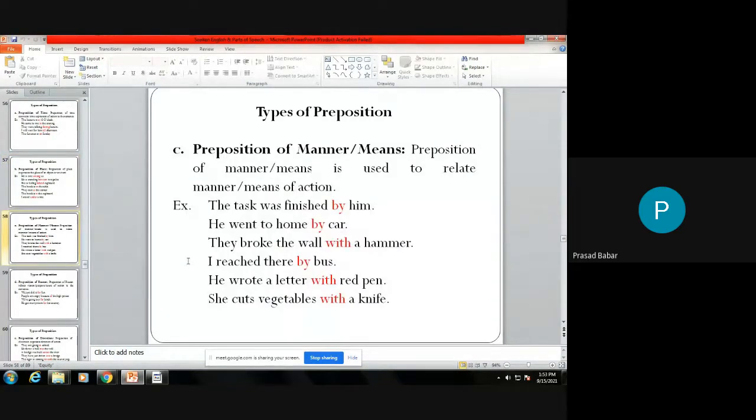Then the preposition of manner, or means, is used to relate the manner or means of action. Why that action has happened, what is the means of action, in what manner that action takes place, it is discussed by these types of prepositions. And the prepositions of manner are by, with. By and with are called prepositions of manner.